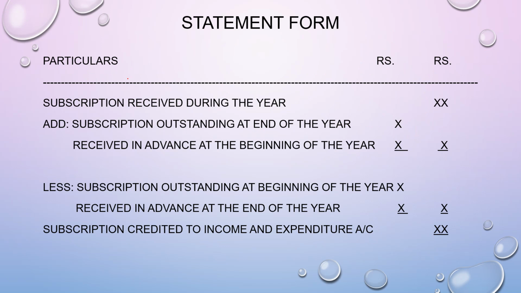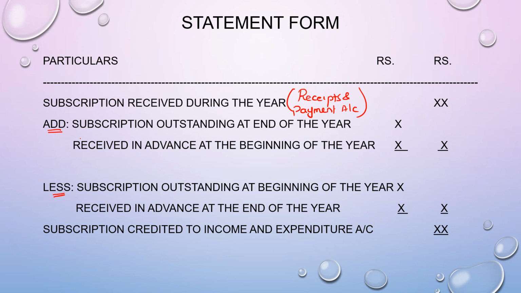In the statement form, you will be preparing it in this form of particulars and amount column. I have taken two amount columns, one inner column and outer column. First, always the subscription received during the year. This is as per the receipts and payments account. Whatever has been received during the year, the total amount would be the starting point of your statement always. Then we add certain items and subtract certain items. What do we add and what do we subtract and why, I will be explaining now.